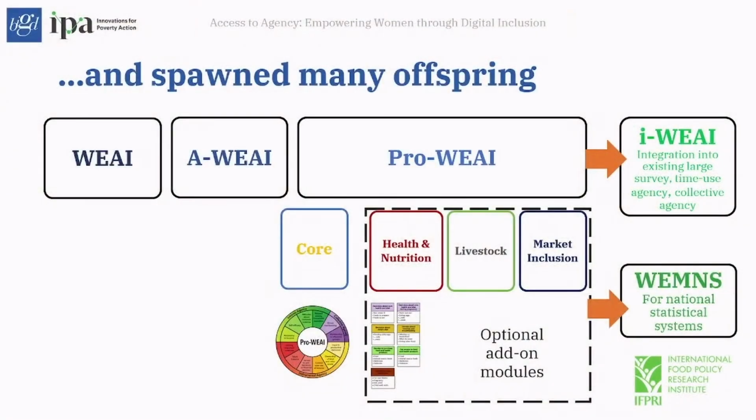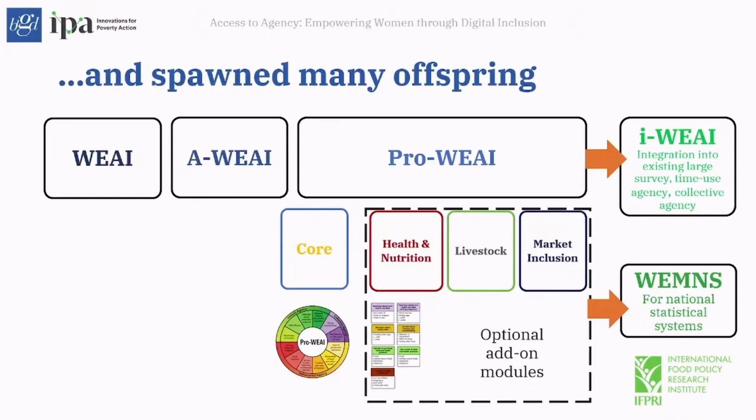Next slide. So in addition to traveling widely, the WEAI has also spawned a large number of offspring. So we started with the full Women's Empowerment in Agriculture Index. We moved to an index that was shorter to administer and hence more nimble in the survey context. And then we developed an index, which I'll talk about in more detail, called the Project Level Women's Empowerment in Agriculture Index, which had a whole bunch of optional add-on modules that, like I said, a project implementing, say, a livestock intervention or a market inclusion intervention could pull these metrics off the shelf and use them as needed.